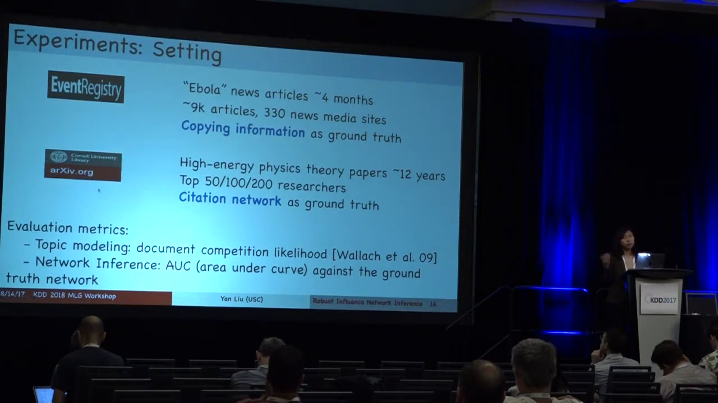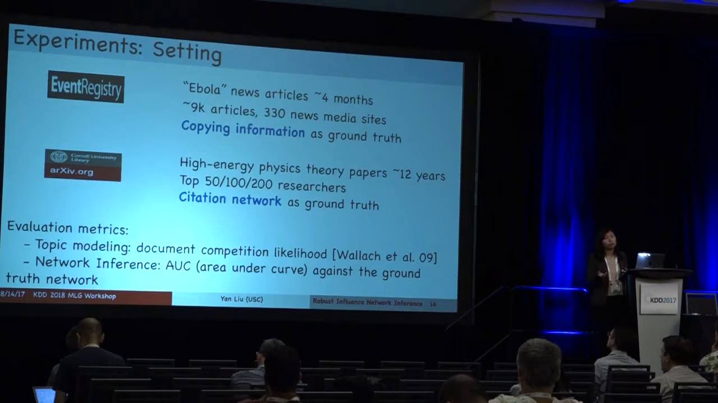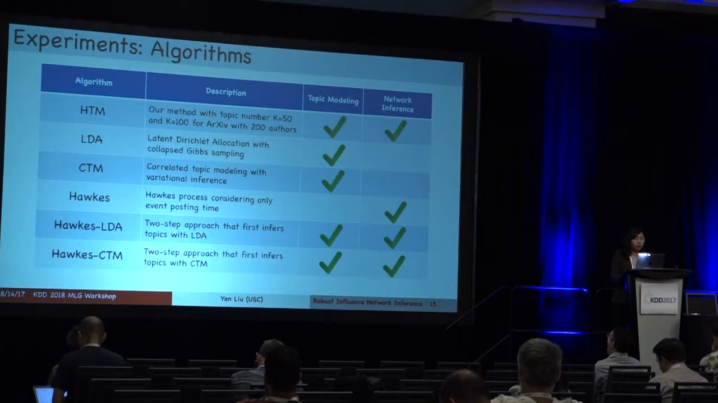And then for the second data set, we use the archive data set, where we got all the papers on high energy physics in 12 years. And then we look at the top 50, 100, and 200 researchers. And here, again, we don't have the ground truth for the influence network. We use the citation network as the pseudo ground truth to evaluate how well our model is doing.